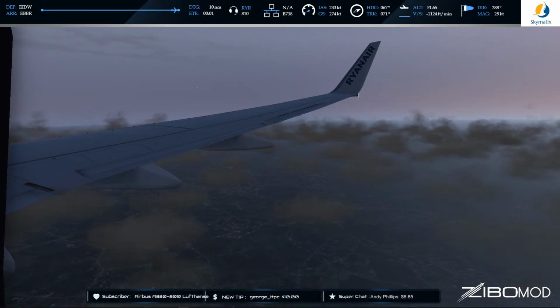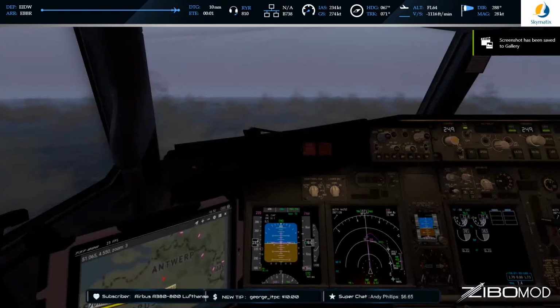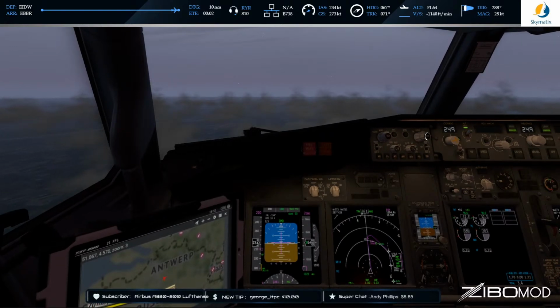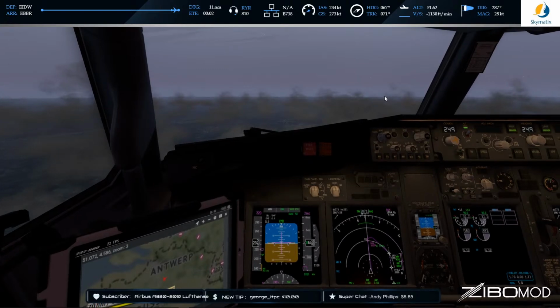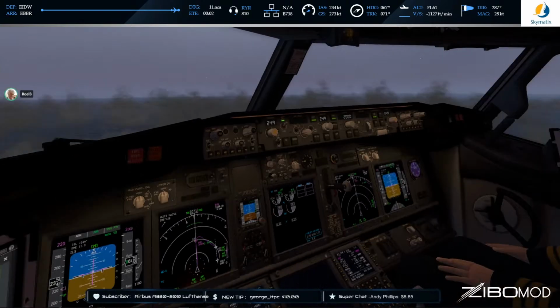Approaching transition. Approaching transition. 1021 on the altimeter, Rule. Thank you, got it.